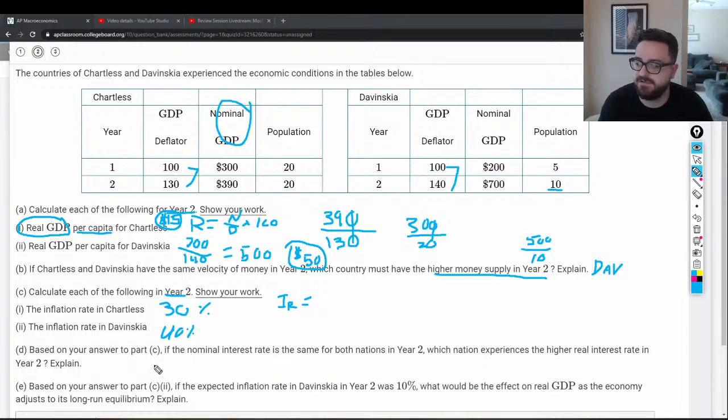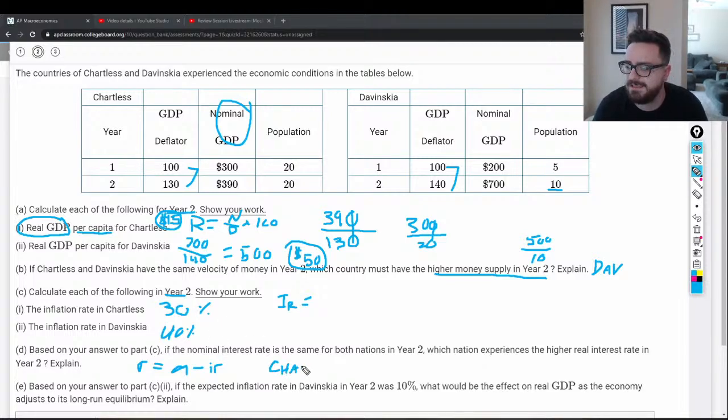Technically, this is the Fisher equation, which should be real equals nominal minus inflation rate. We are trying to find the nominal interest rate, which is the same for both, so don't worry about it. Whoever has the higher real interest rate would be whoever has the lower inflation rate, which logically makes sense because if you had a higher level of inflation, you would have a lower real value of basically anything, because real adjusts for that. So I would say that whoever has the lower inflation rate is Chartless.